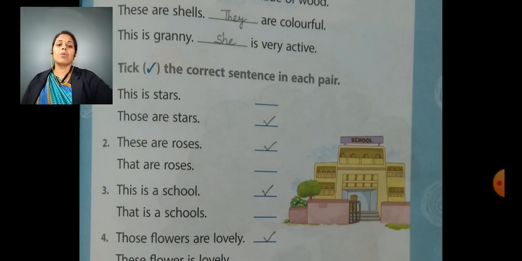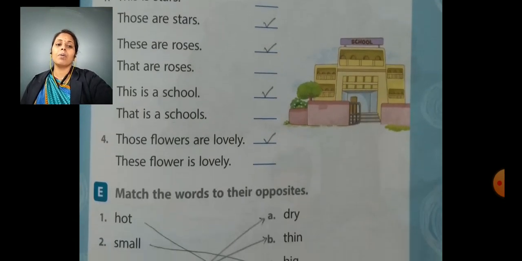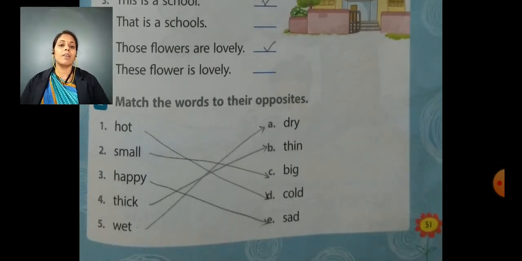Next, those flowers are lovely. Okay, those flowers are lovely. These flower is lovely. तो फ्लावर की संख्या ज्यादा है, सो यहाँ पे कौन सा सेंटेंस सही है? Those flowers are lovely, क्योंकि these के साथ बेटा हम is नहीं यूज करते हैं. With these and those we have to use the auxiliary, that is are. Okay, so those flowers, this shows more than one in number. So those flowers are lovely, this is the correct sentence, and here we can put the tick.